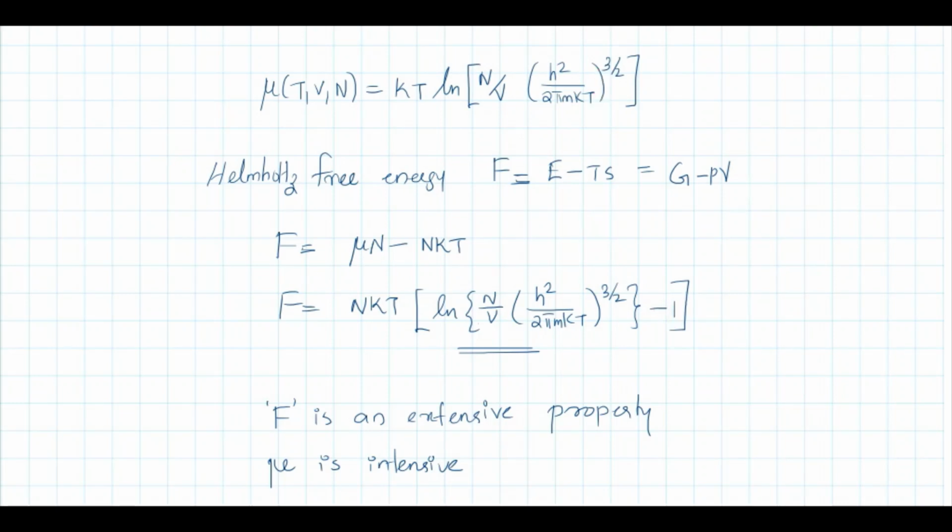This is the Helmholtz free energy. This Helmholtz free energy is also an extensive property because it depends on n. So F is an extensive property, but mu is intensive. See, in mu there is no factor which depends on the size of the system. Here there is an n, but there is a V also. So that n by V becomes intensive.